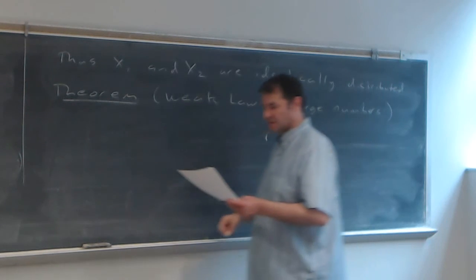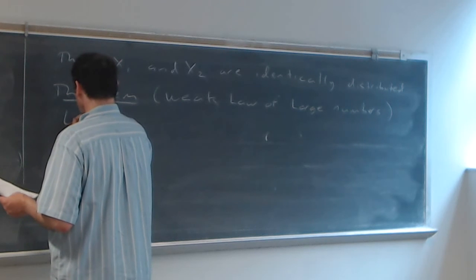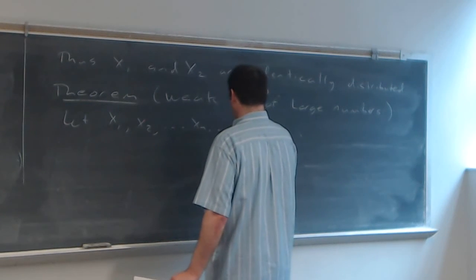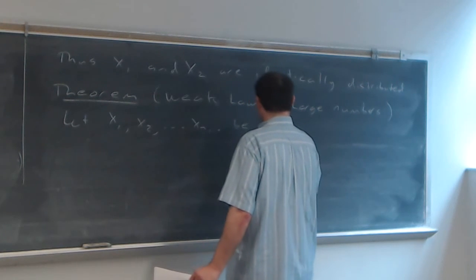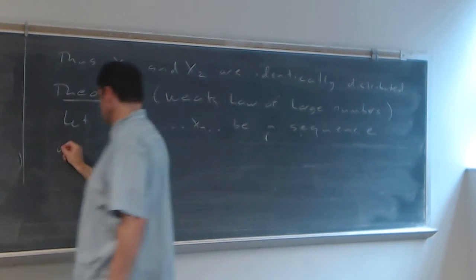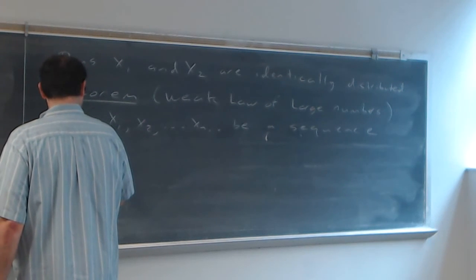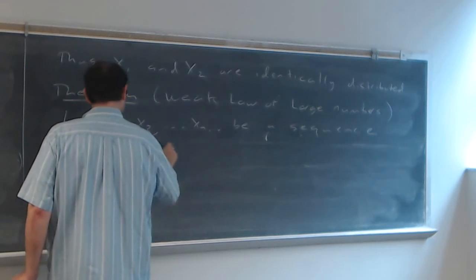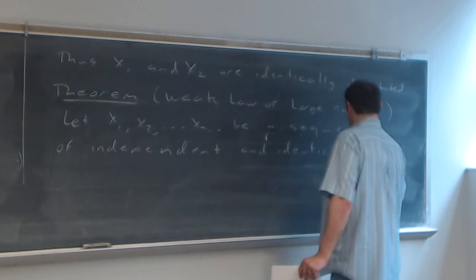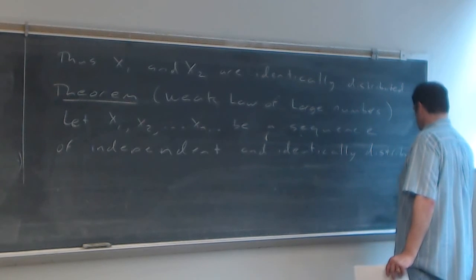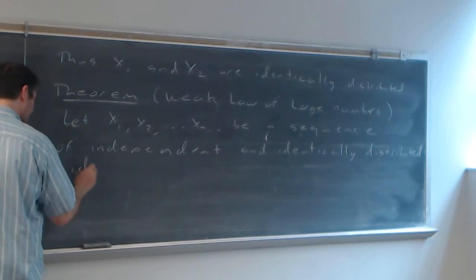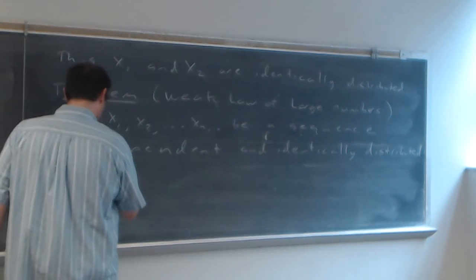Here's what it says. Let X1, X2, up to Xn be a sequence of independent and identically distributed random variables. What we normally abbreviate that by is IID: independent is the first I, and identically distributed.